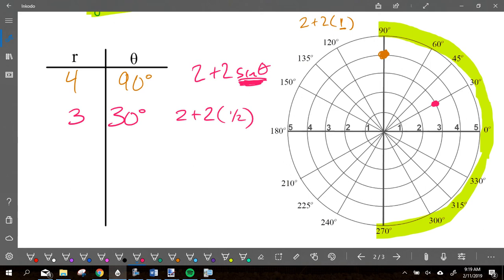What's the next angle we would want to use here? 0 degrees. Let's look at 0 degrees. If I went to 0 degrees, it's 2 plus 2 times sine at 0 degrees. Sine at 0 would be 0, and so my radius is going to be 2. At 0 degrees, I got a dot at 2. And I would keep going. Find 2 more ordered pairs on that half of the circle that you can graph.